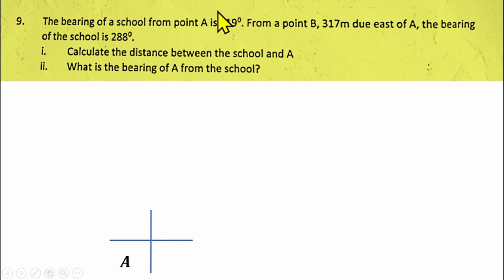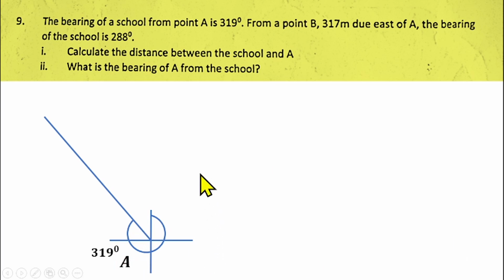This is a 3-digit bearing, and the origin will be from the north, clockwise. 319 will fall at this point here, because from here to here is 90, 180, 270, 360. So 319 will fall here. I will draw a straight line to join to the school. Then the bearing, which is the angle from the north to this line, is 319 degrees. I believe you understand that.